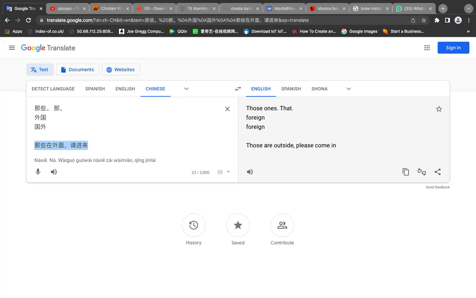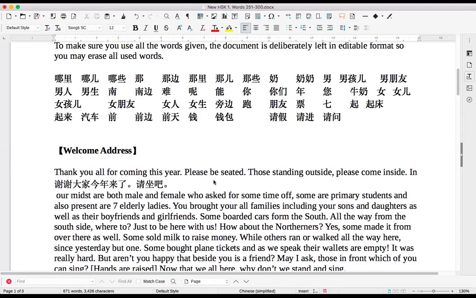You see, on Google it's not changing anything because the sense is the same. So this is another tip. When you're doing interpretation or translation, sometimes you'll be working with the meaning. As long as the meaning is retained, you can still get it right that way. We just picked one part: 那些在外面, those standing outside, please come inside. 请进来 or 请进, the shorter the better, because you don't have to stress yourself out all the way.